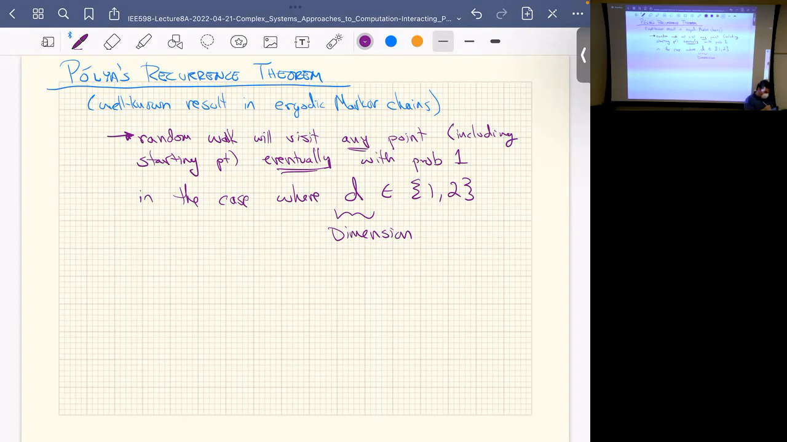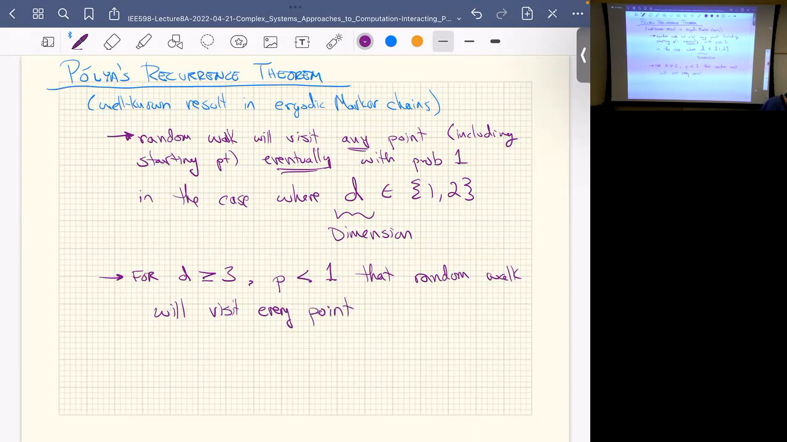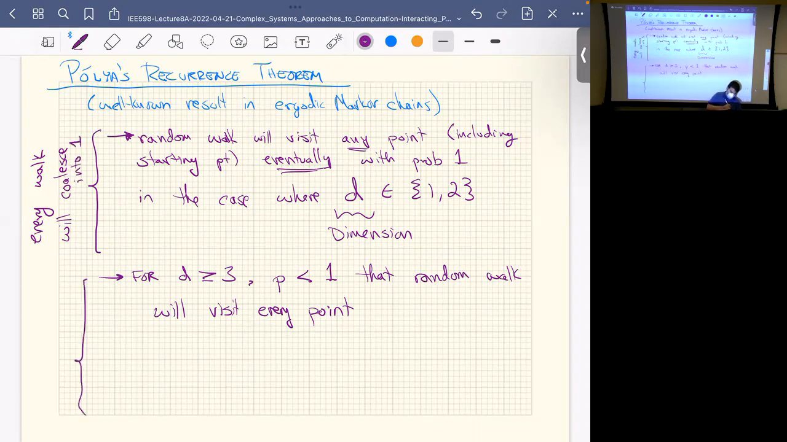Now, the interesting thing is that for dimension 3 or higher, this is not the case. For dimension 3 or higher, the probability is strictly less than 1 that the random walk will visit every point. And if I'm thinking of this in terms of coalescing random walks, then in the lower dimensions every walk will coalesce into 1, while here you can have multiple walks fail to coalesce.